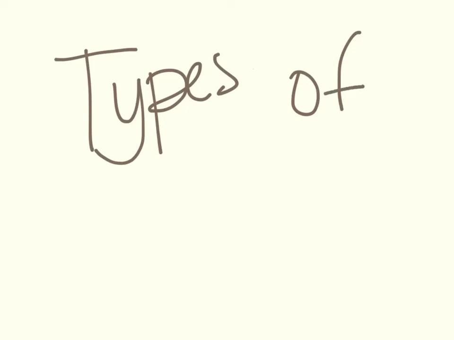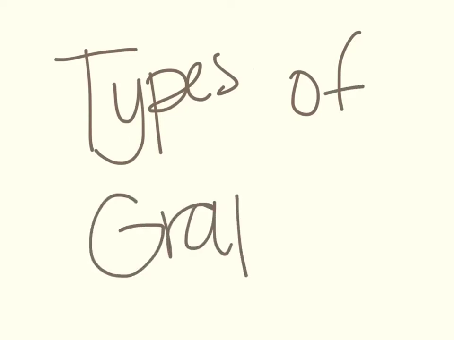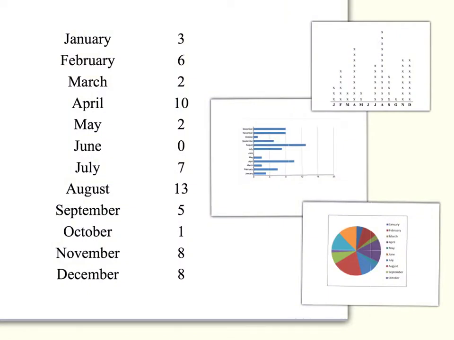Today I'm going to be talking about types of graphs. There are all different types of graphs. This is a line plot, this is a bar graph, and this is a pie chart. I'll go into more details about each of those in just a minute. But I want you to know that graphs show data or information in a pictorial way.